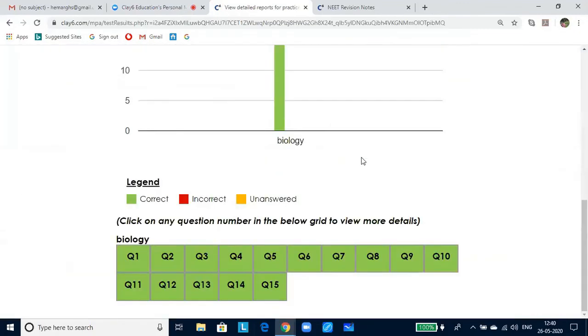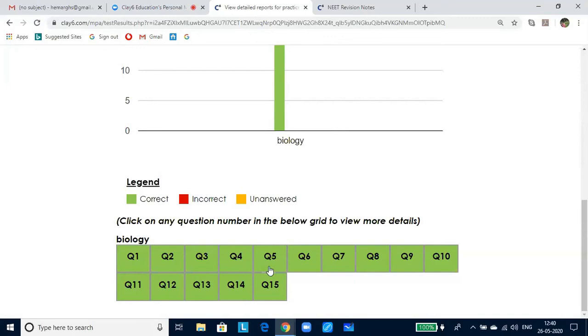So all the answers are correct. If any answer is wrong, it will be indicated by red. Suppose if this is wrong, you will get a red legend. Then once you click on that, you will come to know your answer and also the correct answer will be displayed. From this, you can know which is correct. If you have not attempted a question, it will be shown in a yellow color. That means you can still click on that and know the answer.